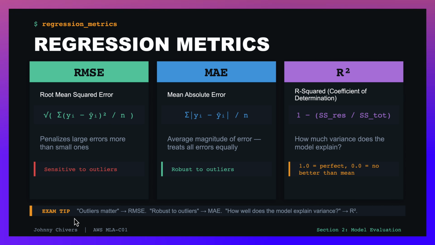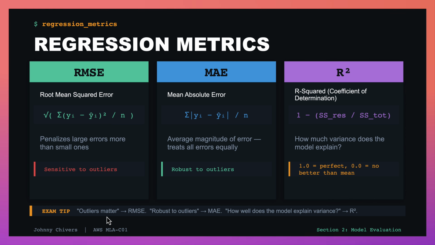And then I give you exam tips. Again, you just have to learn what these are, unfortunately. So outliers matter. Robust to outliers is this, and then how well do we explain variance is R-squared. So you just need to learn what these are, and then you can apply them to the exam. And that's where practice questions again come in really handy with NOSA.ai.